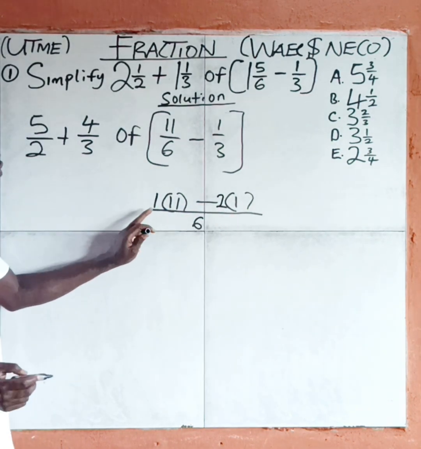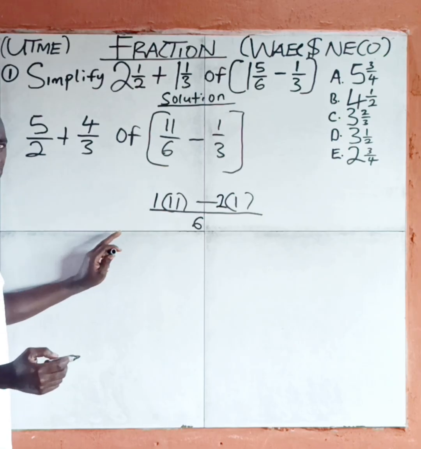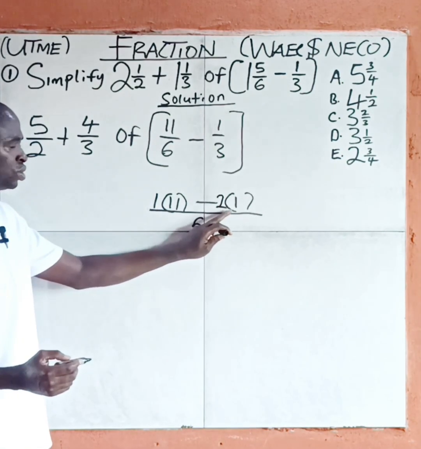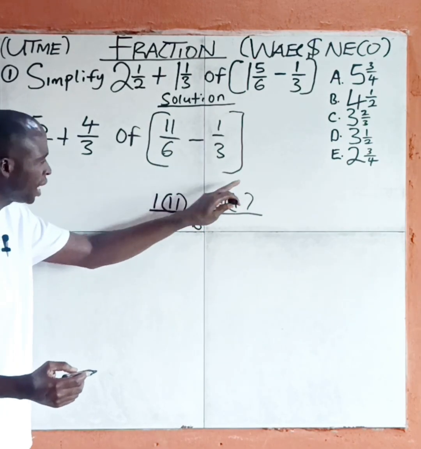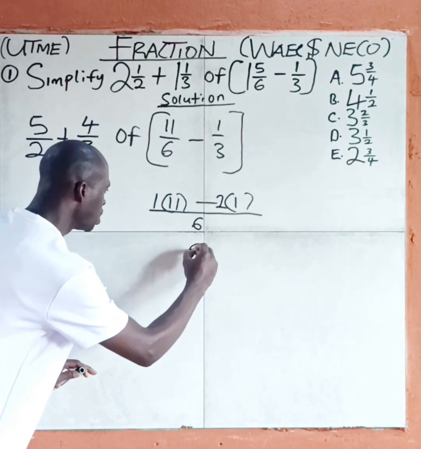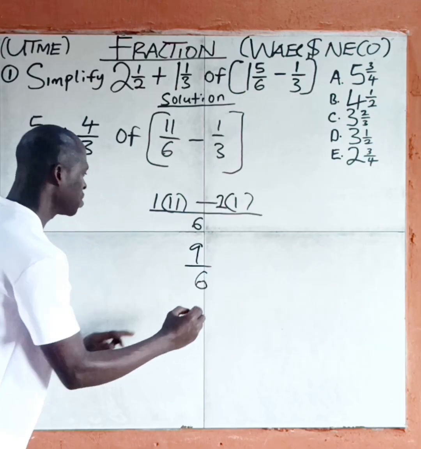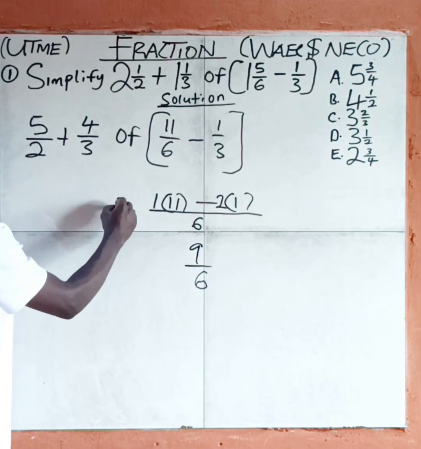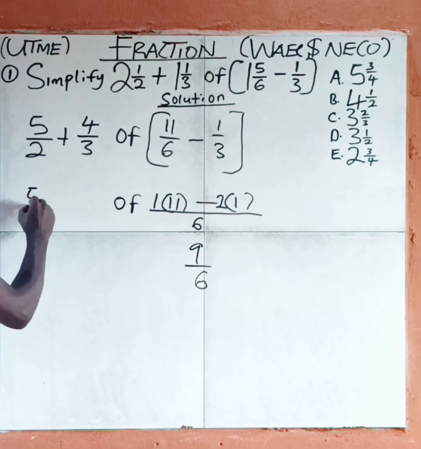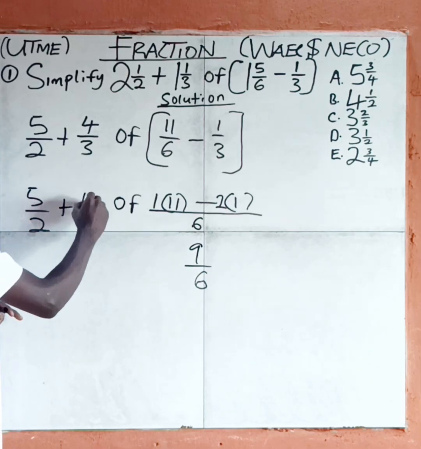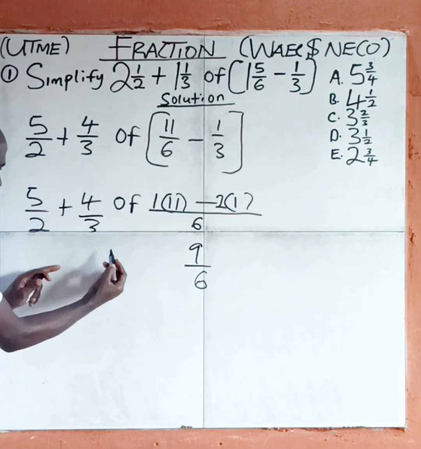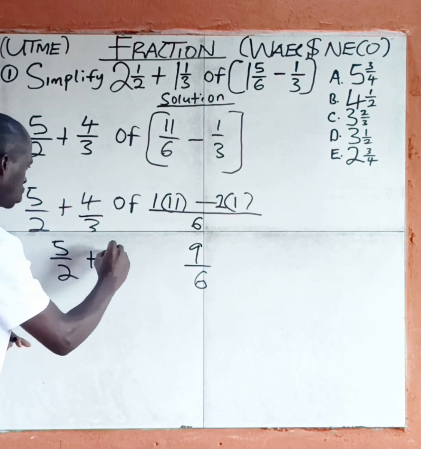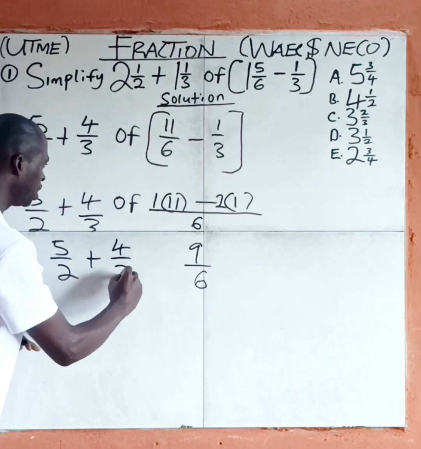So the next thing I'm simply going to do, 1 times 11 will give us 11. 2 times 1 will give us 2. So 11 minus 2 here becomes 9 over 6. I've successfully done this part of the bracket. So I'm coming back here. What you simply need to do here is you rewrite your off, then you drag your question that has your addition sign, you drag it back the same way. So we are having 5 over 2 plus 4 over 3.